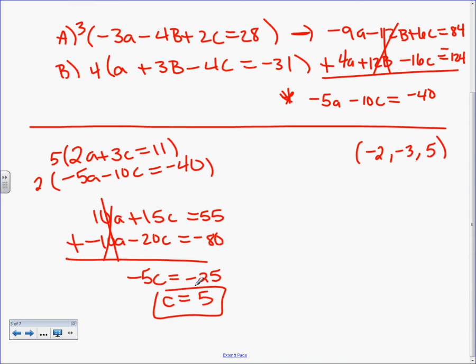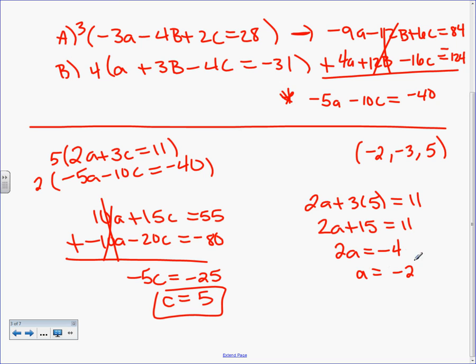Okay. So once you get that, you plug it back into a star. You pick either star. It doesn't matter. I'm going to plug it into the first one. 2A plus 3C equals 11. So it's 2A plus 15 equals 11. Subtract the 15. What's 11 minus 15? Negative 4. So A is negative 2. That's an answer, so circle it.